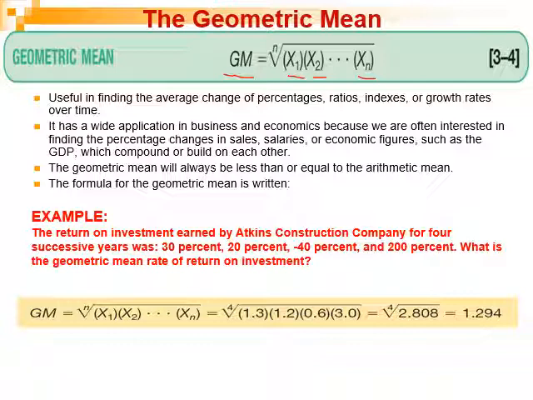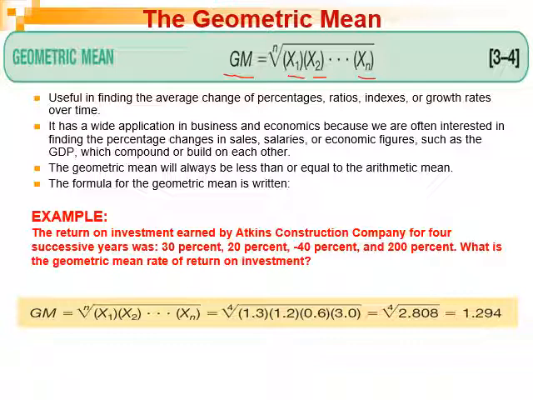Here there is a wide application in business, which is often interested in finding the percentages in sales, salaries, and GDP. So the geometric mean is very widely used in business. And for mathematical calculations, the geometric mean will always be less than or equal to the arithmetic mean. This means if we have the same sample and get the geometric mean by multiplying the variables and taking the nth root, and for the same sample take the arithmetic mean by adding the values and dividing by n, the geometric mean will always be less than or equal to the arithmetic mean, never greater than it.